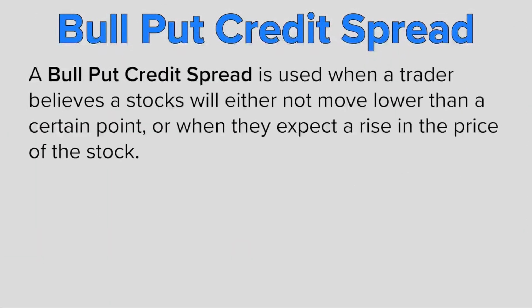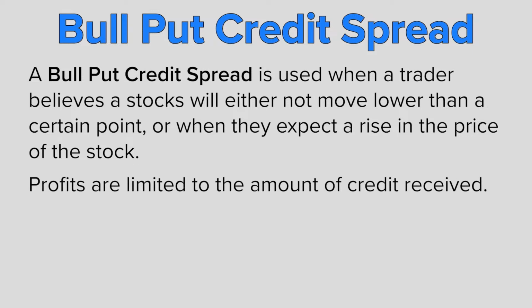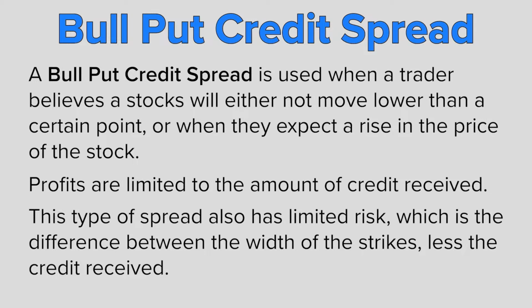A bull put spread, or a bull put credit spread, is used when a trader believes a stock will either not move lower to a certain point or when a trader expects a rise in the price of the stock. Profits are limited to the amount of the credit received, and this type of spread also has limited risk, which is the difference between the width of the strikes less the credit received. The bottom line is that the purchase of the lower strike put is used to offset the risk of selling the higher strike put.